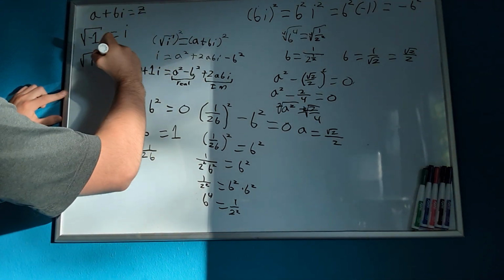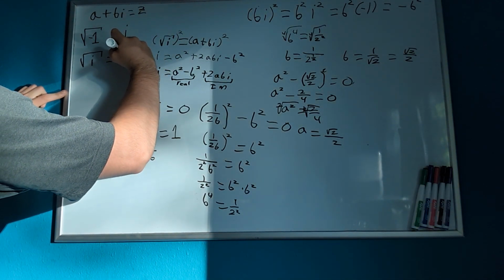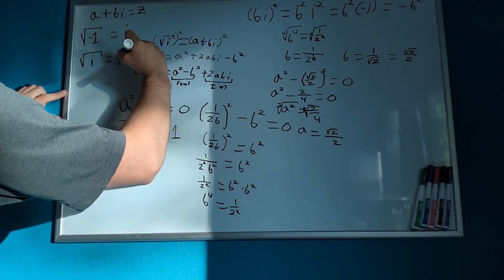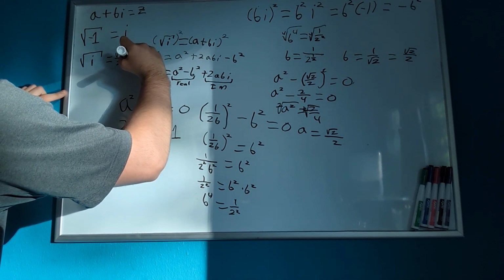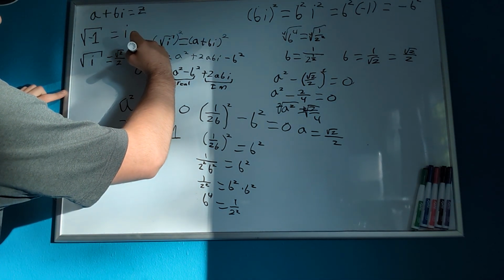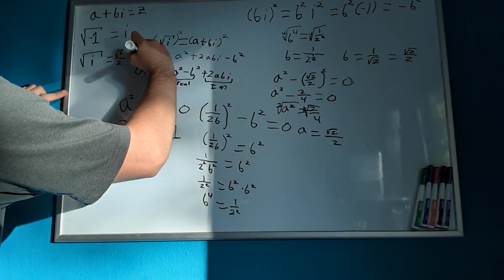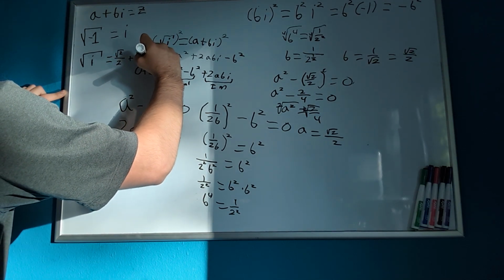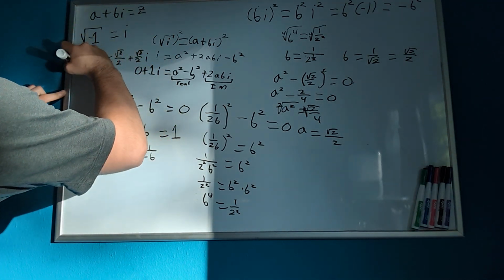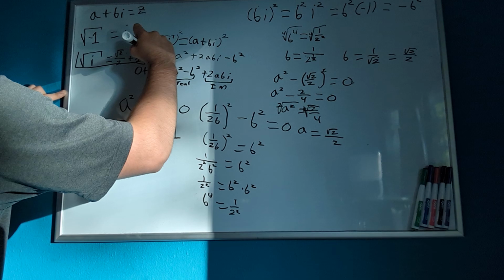So let's go up here. We have the square root of 2 over 2 plus the square root of 2 over 2 i. So we have our answer here.